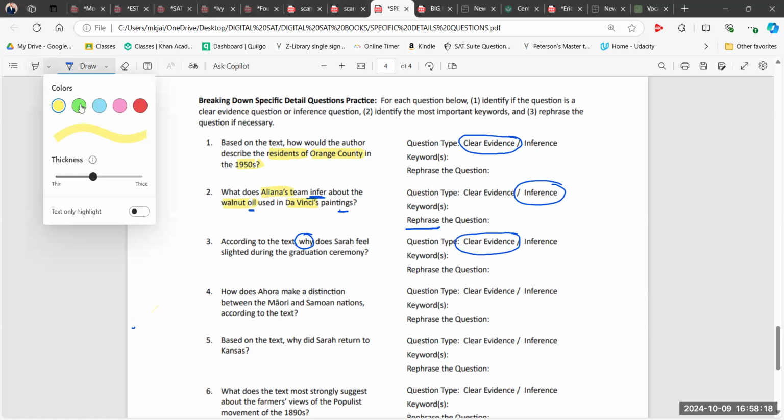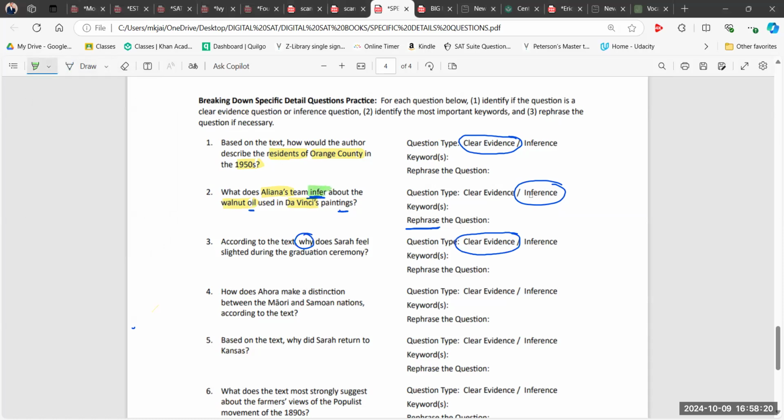Yes, clear evidence. Here, Habibti, let me highlight. So infer, inference. Okay, so I've got specific information I'm looking for. Why does Sarah feel slighted during the graduation ceremony? So what keywords can we highlight, Judy, that will help you look for? You have to think about why. The feeling?